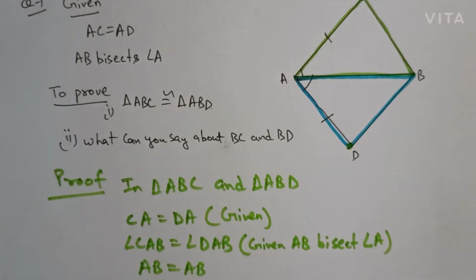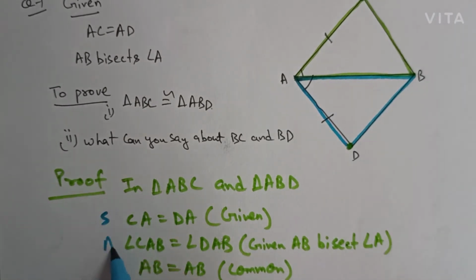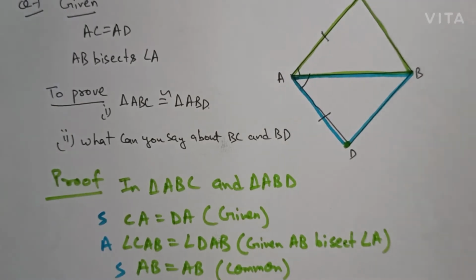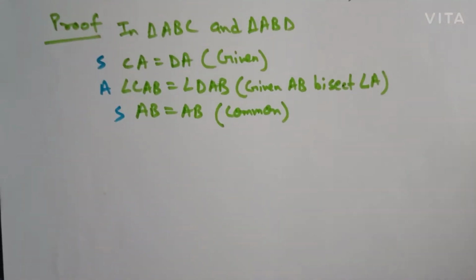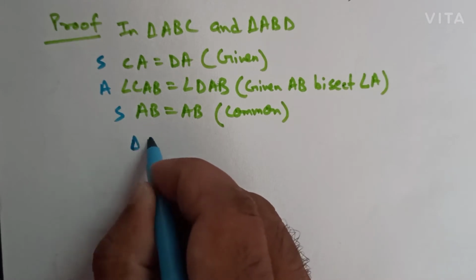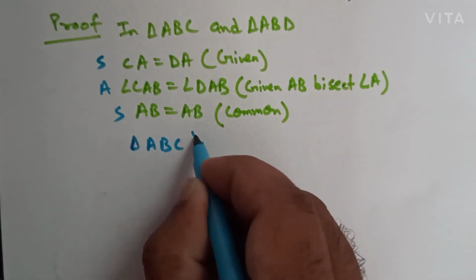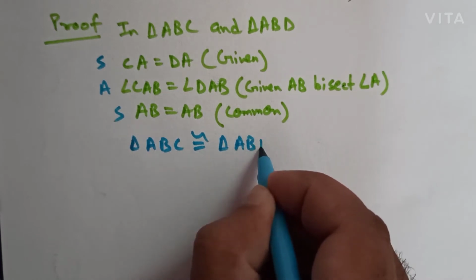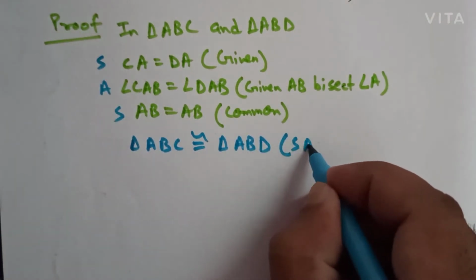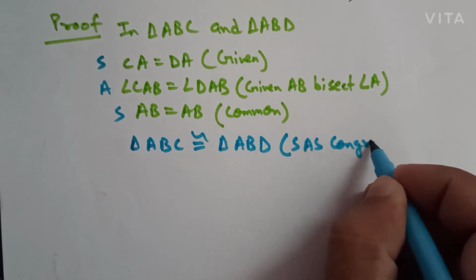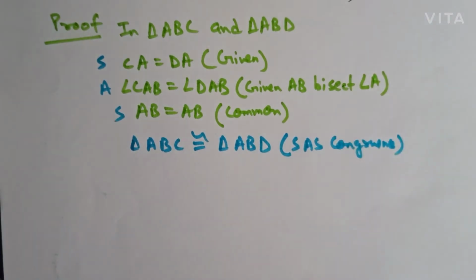Now you can see that what is the reason? This is very important to write the reason. You are having marks for this because AB is the common side. So we can say by side angle side congruence, triangle ABC is congruent with triangle ABD. So we can write triangle ABC is congruent with triangle ABD by side angle side congruence. And if it is so, this is the first part we have proved.